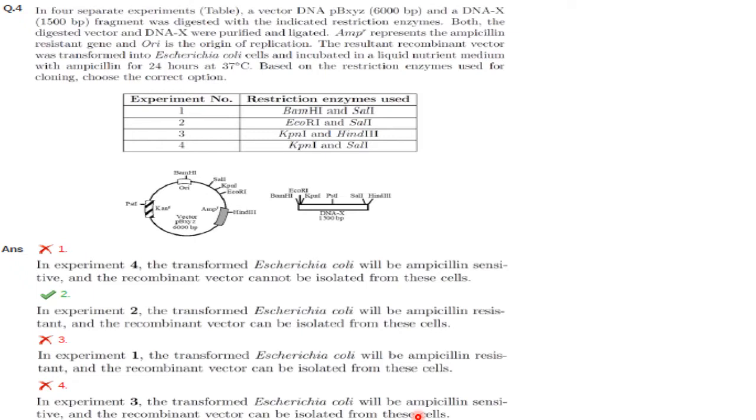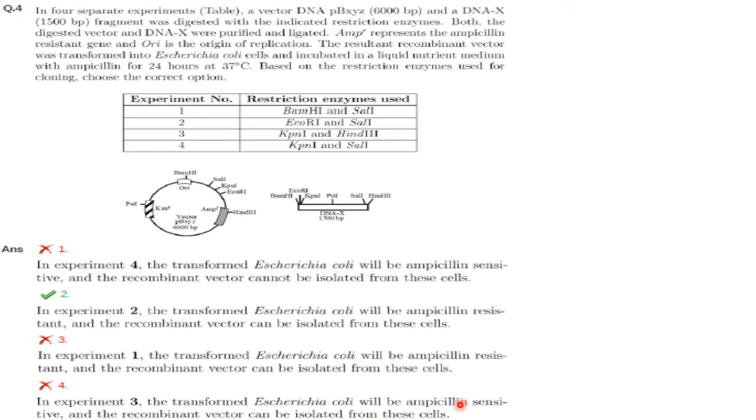Now your ampicillin sensitive. So once ampicillin sensitive, selection of recombinants will not be possible on ampicillin medium, as both recombinants as well as non-recombinants will grow. So you cannot isolate the recombinant vector. So option 4 is also not correct.